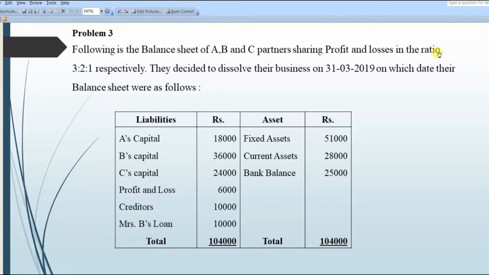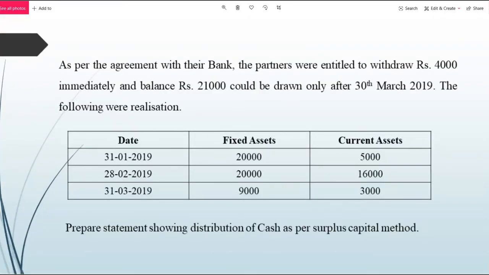Liability side: A's capital rupees 18,000, B's capital rupees 36,000, C's capital rupees 24,000, profit and loss rupees 6,000, creditors rupees 10,000 and Mrs. B's loan rupees 10,000. Then asset side: fixed assets 51,000, current assets 28,000, bank balance 25,000. As per the agreement with their bank, the partners were entitled to withdraw rupees 4,000 immediately and the balance rupees 21,000 could be drawn only after 30th March 2019.